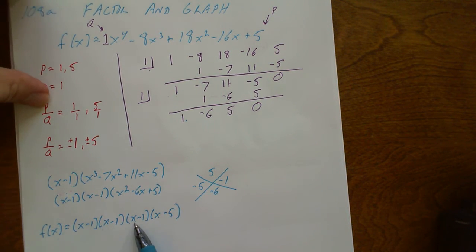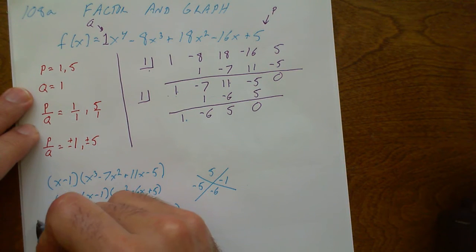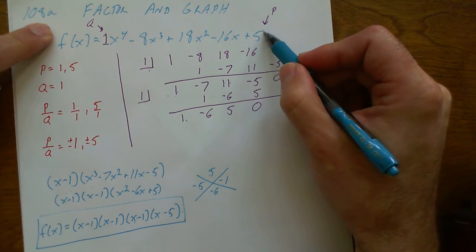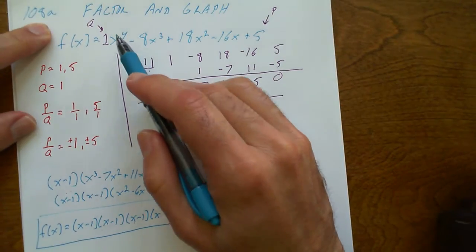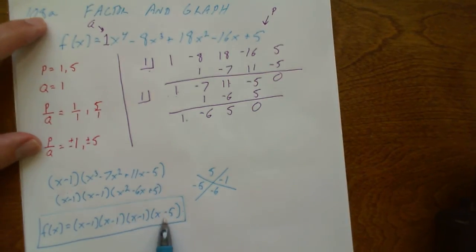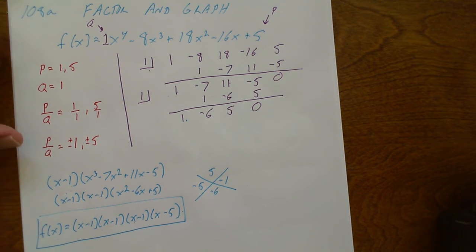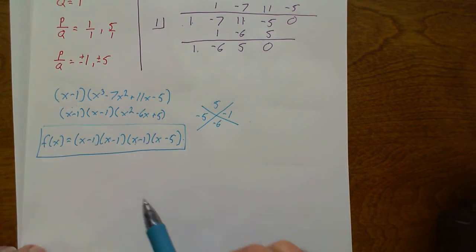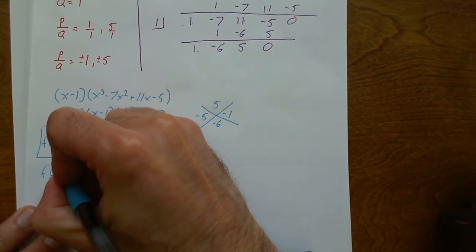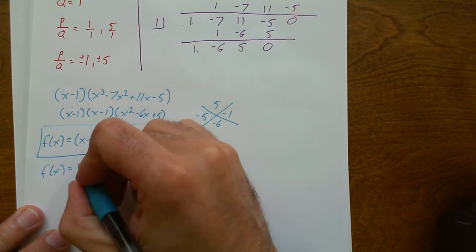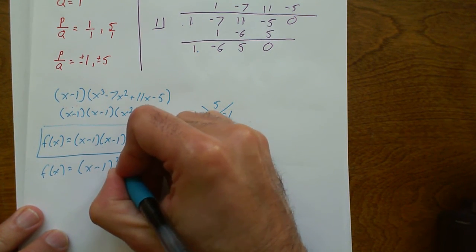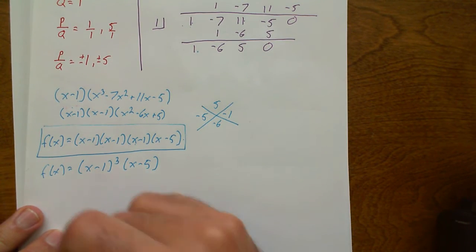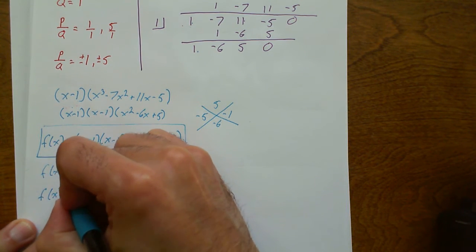Now, you're told to graph this, so we also have to graph. Can you see that? This right here is the factored form of this right here. It makes sense because I'm x to the 4th and I have 1, 2, 3, 4 factors. I can also write this as f of x equals x minus 1 times x minus 1 times x minus 1, which is x minus 1 cubed, times x minus 5, right? That's equal to that.